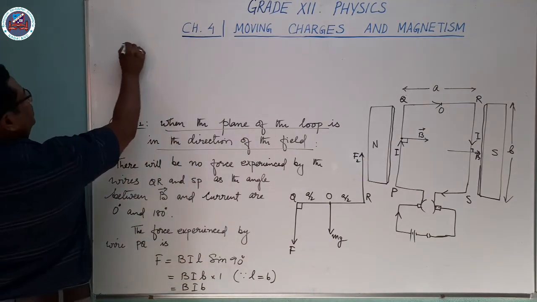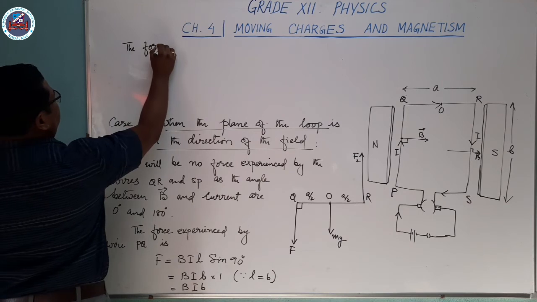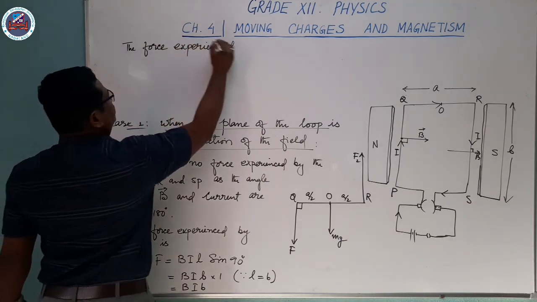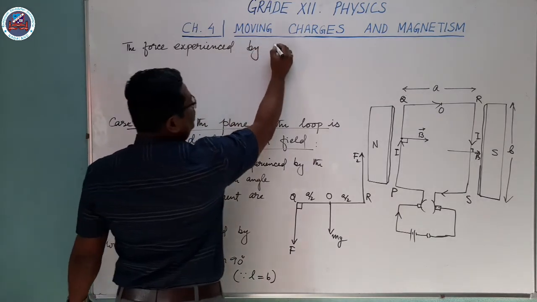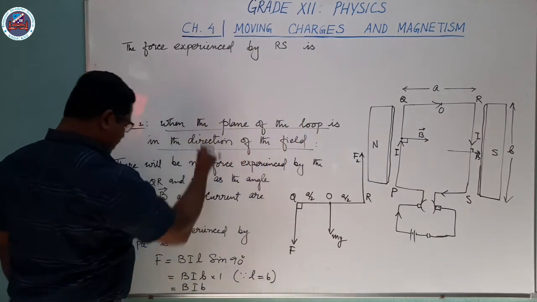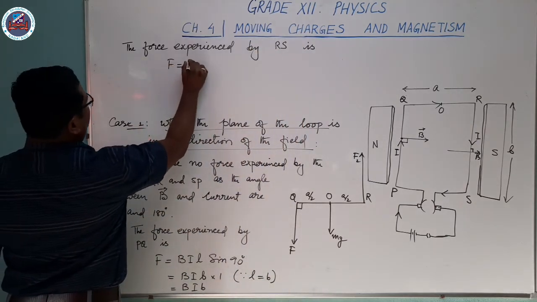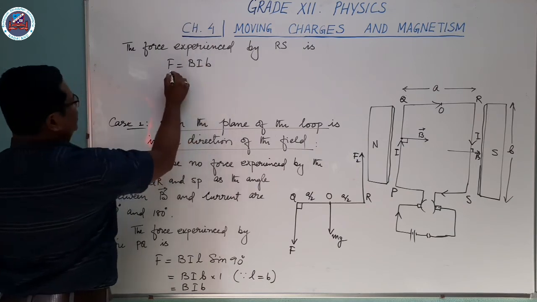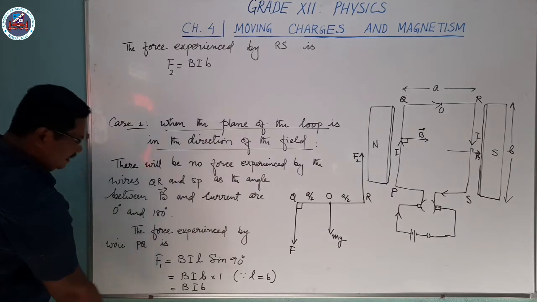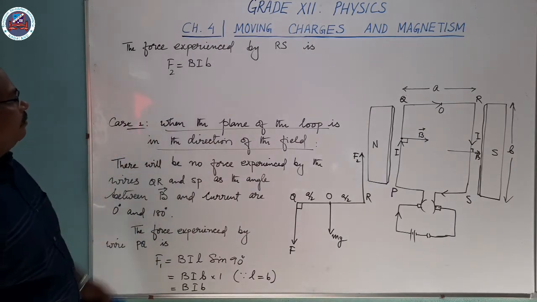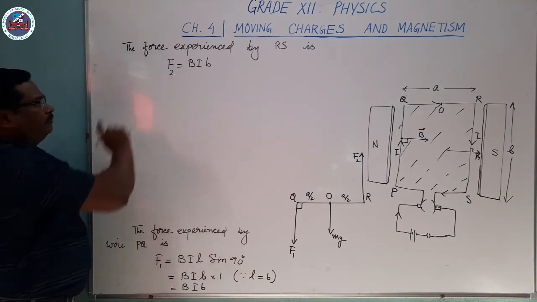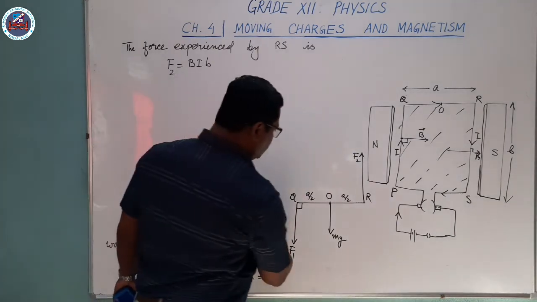The force experienced by RS is F equal to BIB. Let us write this as F2, the other part of the wire. This one is F1. You will get the same result for F1 and F2. These two forces, F1 and F2, are acting in the opposite direction.